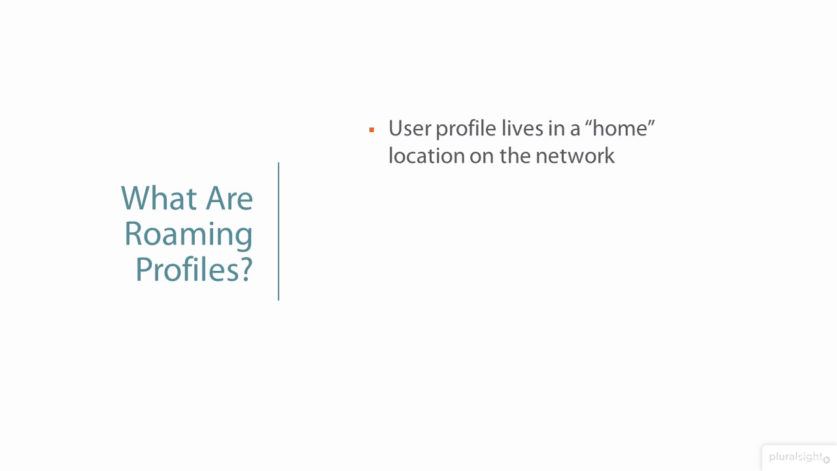Now, when a user logs on, Windows checks for a local profile and for a network copy of that profile, and whichever copy is more recent gets copied and used. If a user logs on to a computer that she hasn't logged on to before, the network copy of the profile will download to the local machine.